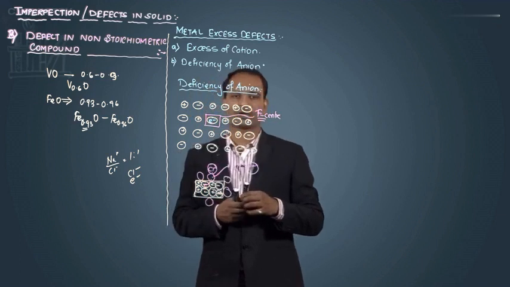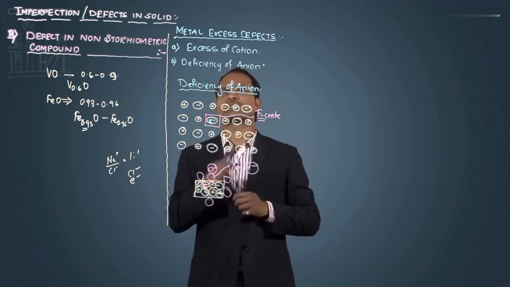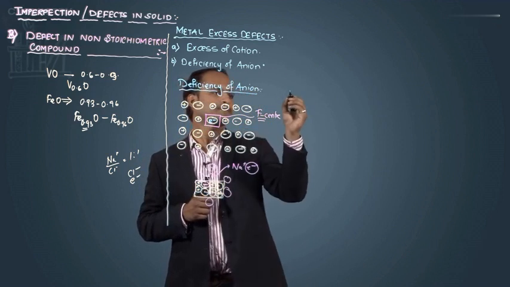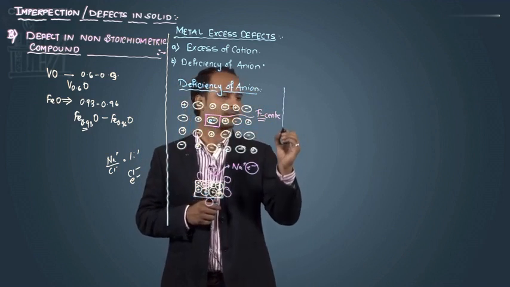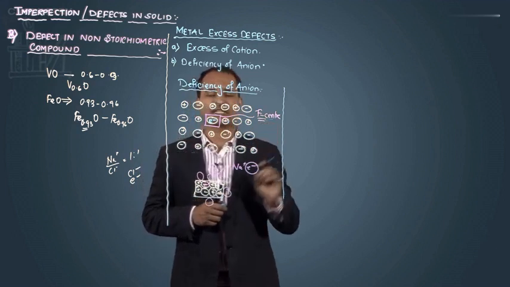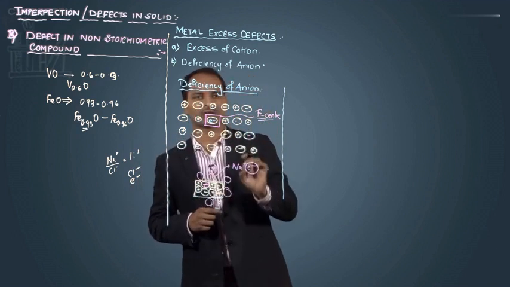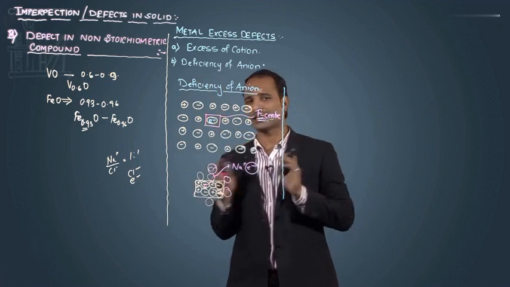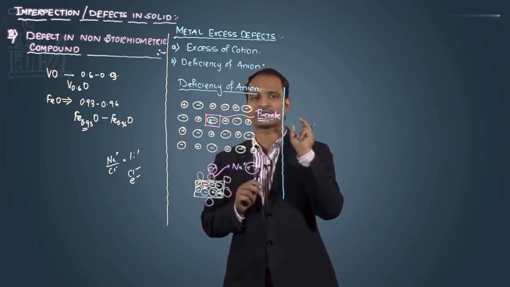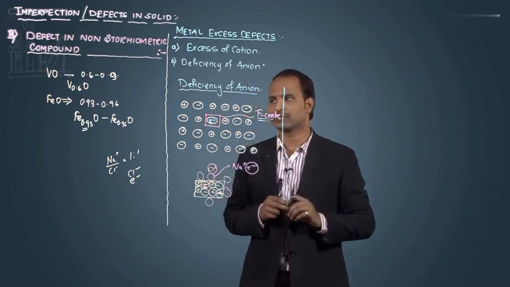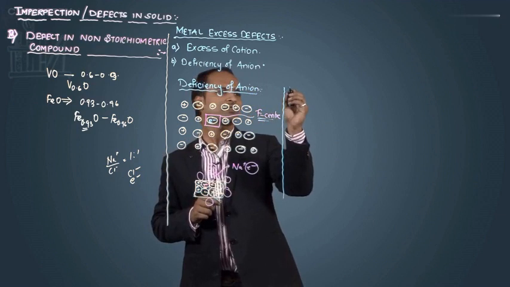Now let's see the second one, that is, excess of cations. The F center is a very important one. Whenever a question comes on the F center, it is a deficiency of anion. Generally the question is asked in MCQs: which defect is responsible for the coloring of a compound? Then the answer is F center defect. Then the next is excess of cation.